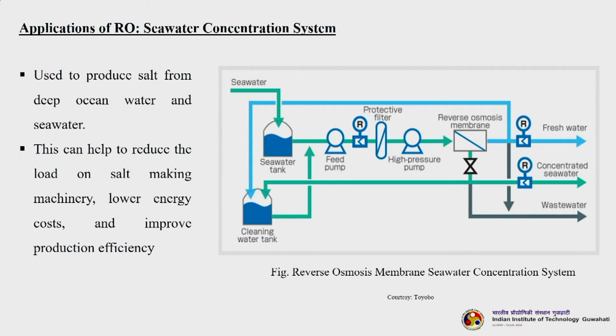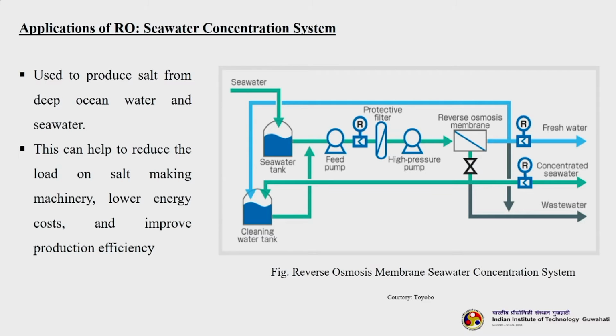So, this is a seawater concentration system. This is used to produce salt actually. Okay. So, this particular process is producing salt from ocean water and seawater. So, this can help to reduce the load on salt making machinery, lower energy cost and improve production efficiency.